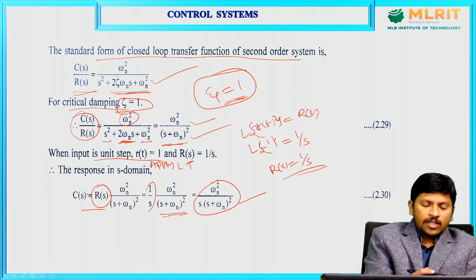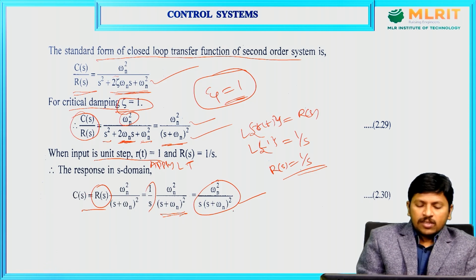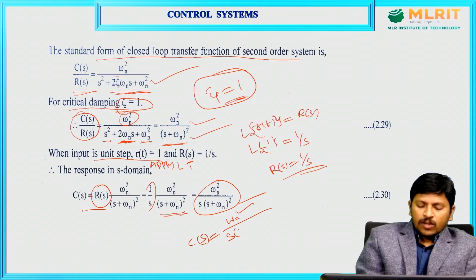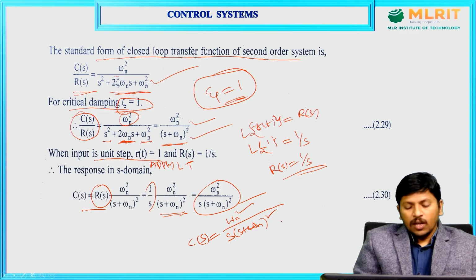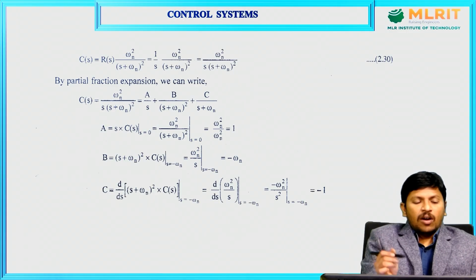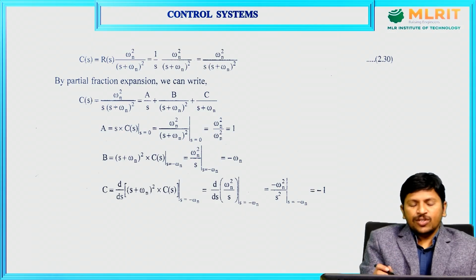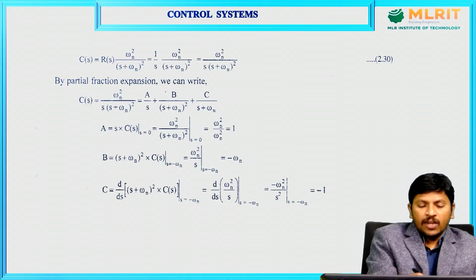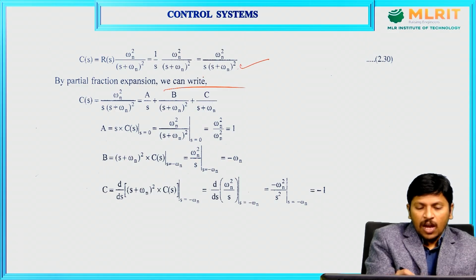This is the response in the s domain. This is the equation of the response in the s domain, that is omega n square by s into s plus omega n whole square. Now I am going to use partial fraction expansion to rewrite this term.